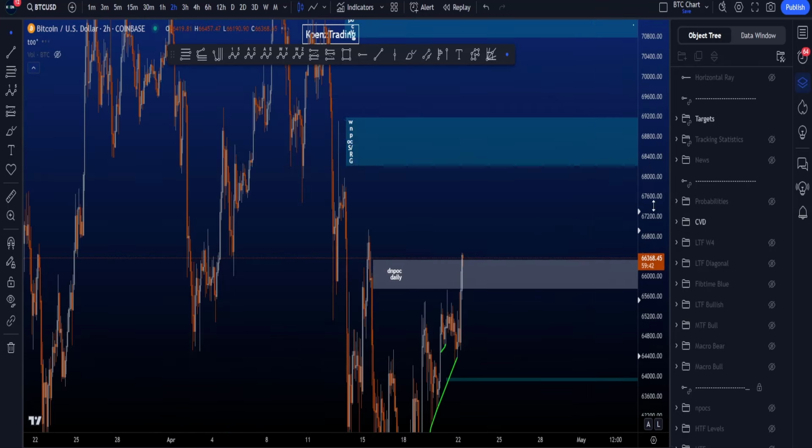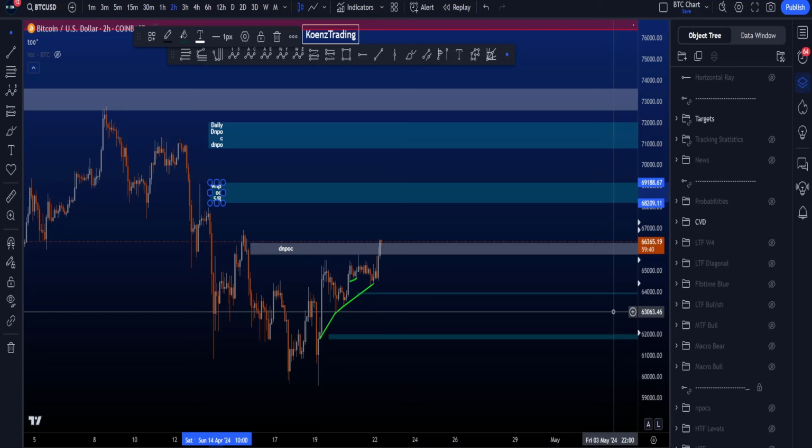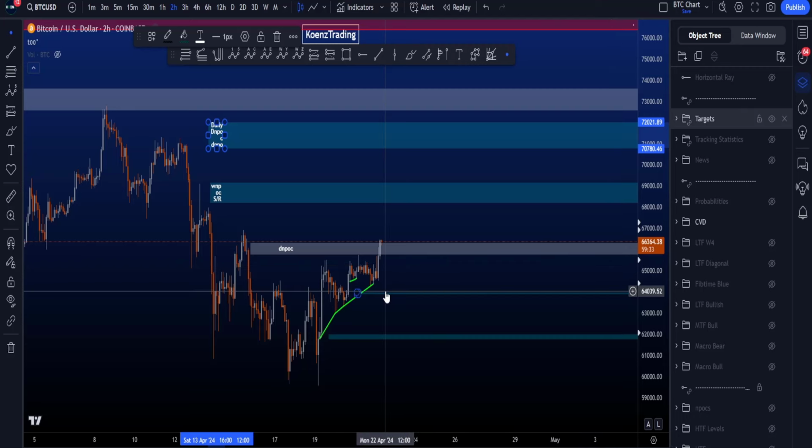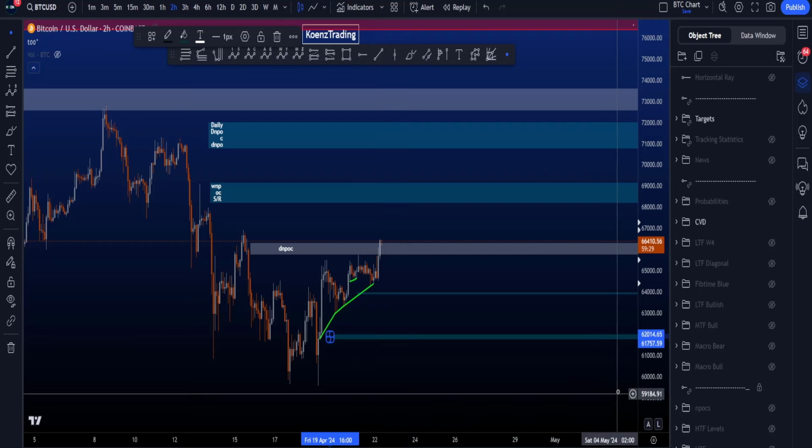Then we also have some resistance to the upside here, another blue box, 68 to 69.2k. Then we have 70.7 and 72k. To the downside, a bit of support around 63.9k, and then we have 61.7k to 62k.